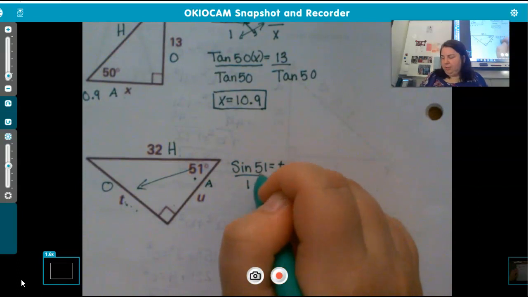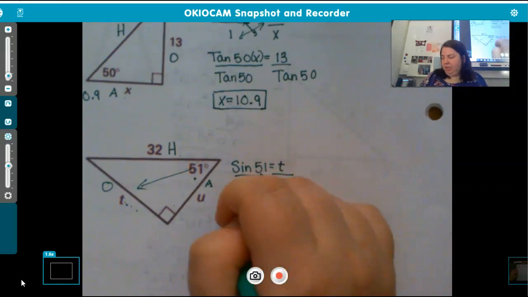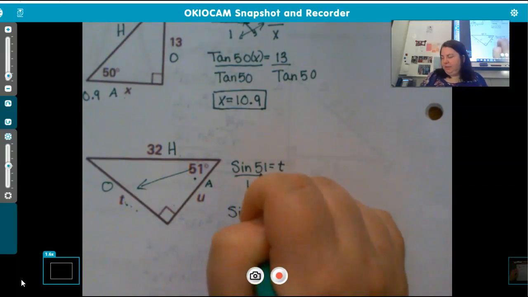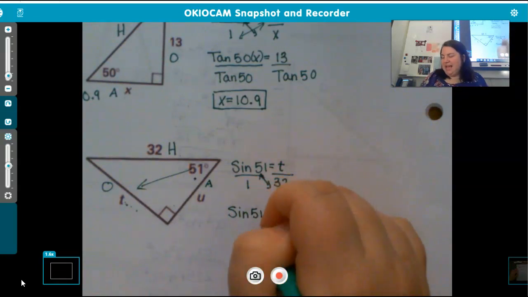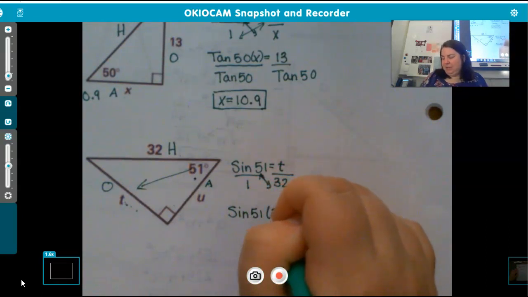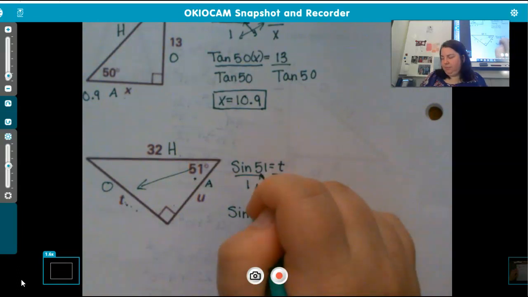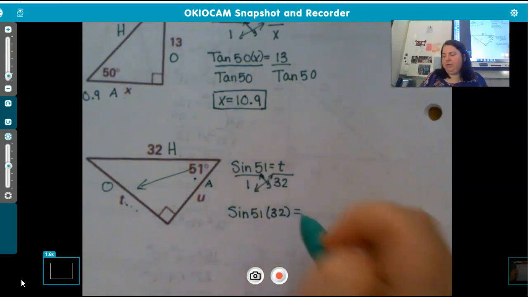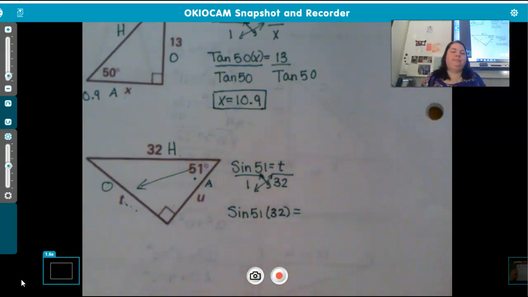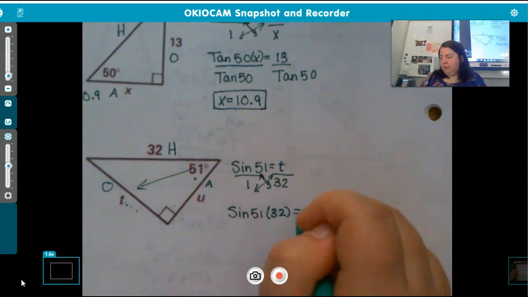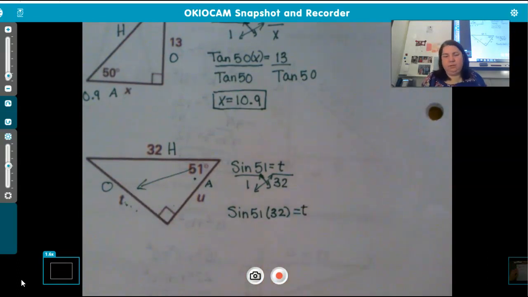So when we cross multiply, we end up with the sine of 51 times 32 equals, what's T times 1? T. So this one's really easy. We just have to multiply these numbers and we're good.